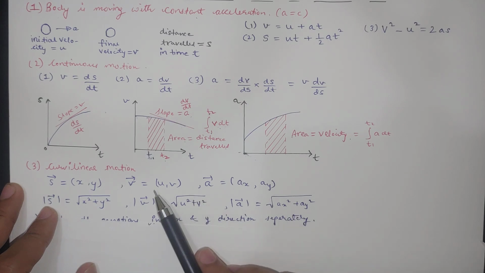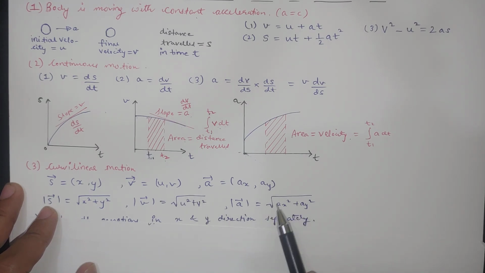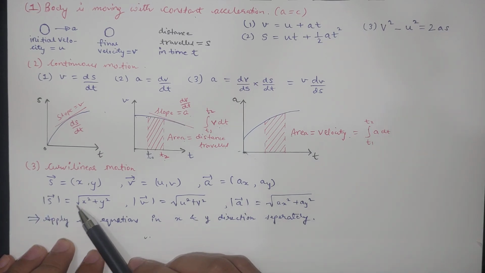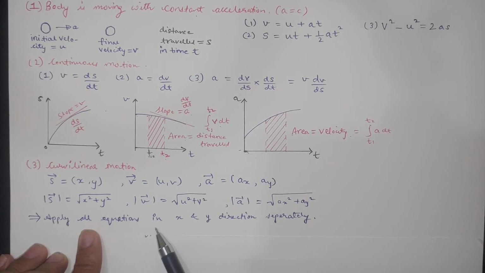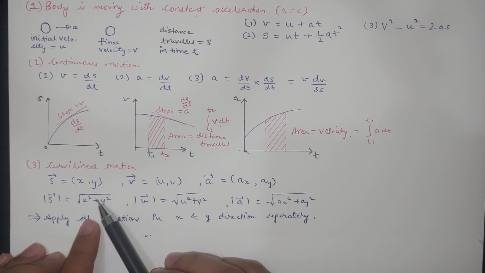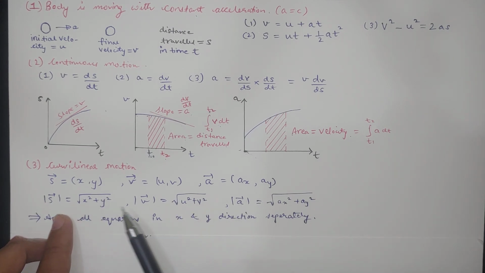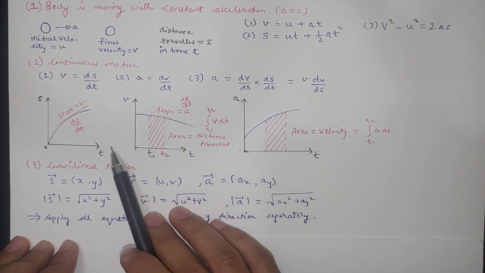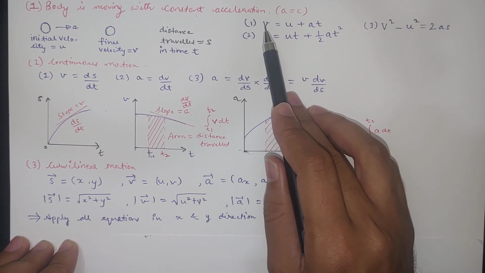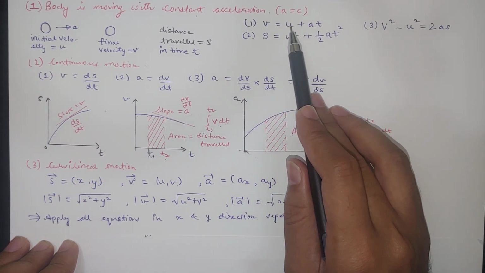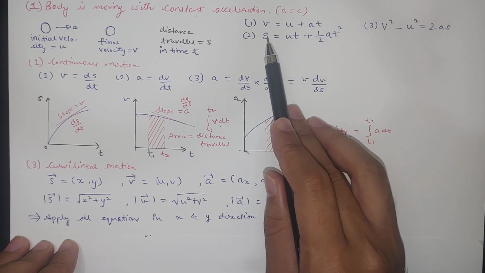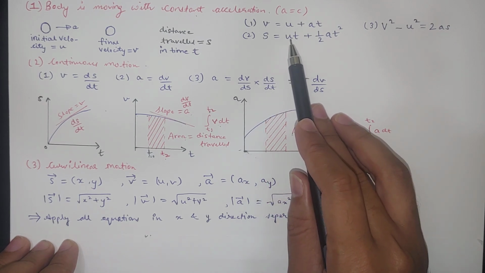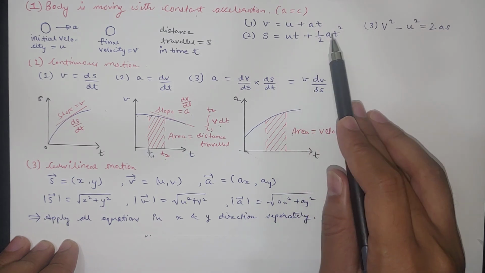So these three components we have to use with the standard equations. We have to apply all these above equations separately in x direction and y direction, and then we have to use these to find the magnitude. So in x direction, we have to solve this separately: final velocity in x direction is equal to initial velocity in x direction plus acceleration in x direction into time. Similarly, distance traveled in x direction will be equal to initial velocity in x direction into t, and here acceleration will be ax.